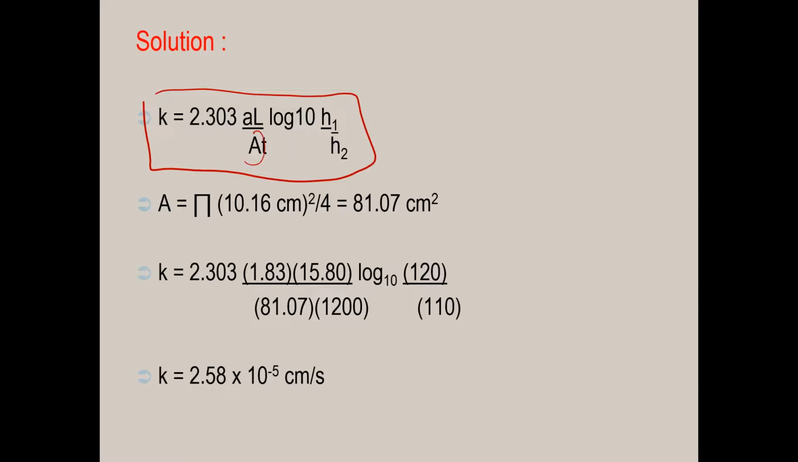You have to calculate the A value first. The diameter is already given to you, but please make sure that the units are consistent between the standpipe and also the soil column area. Then just put all the data back into this equation, solve it, and you get the answer.